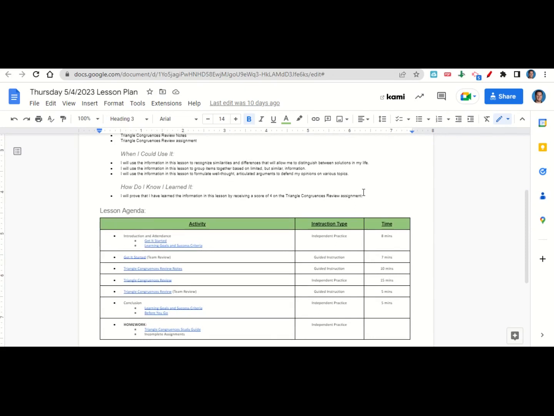Now let's take a look at our agenda for today. We will begin by going over the learning goals and success criteria. While we do that, you'll fill out your Get It Started. Once you've completed your Get It Started, we'll go over it together and answer any questions that you may have. After that, we'll go over the Triangle Congruences Review Notes, and I'll give you time to complete the Triangle Congruences Review Assignment. Once you've completed the assignment, we'll go over it together and answer any questions that you may have. At the end of class, we'll go back over our learning goals and success criteria while you fill out your Before You Go. Your only homework for tonight is to continue working on the Triangle Congruences Study Guide and any incomplete assignments that you may have.